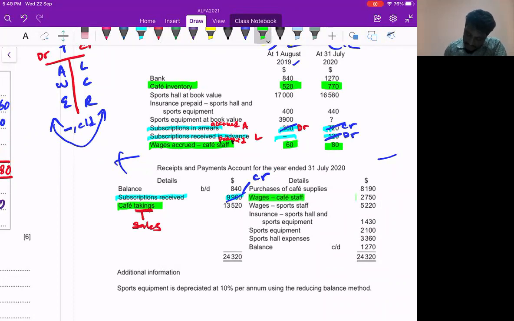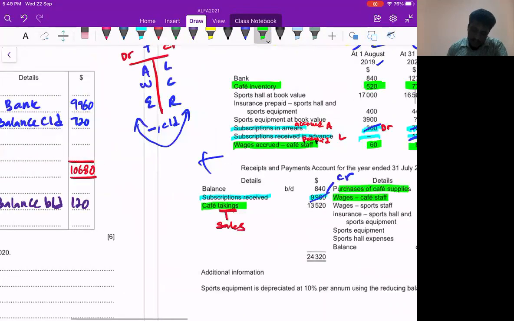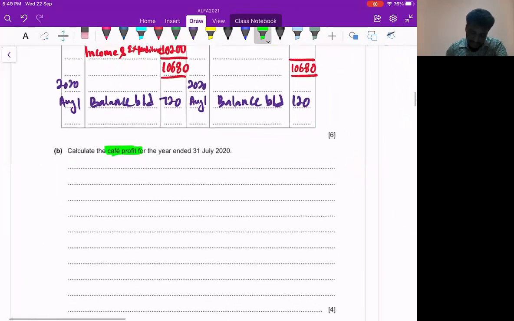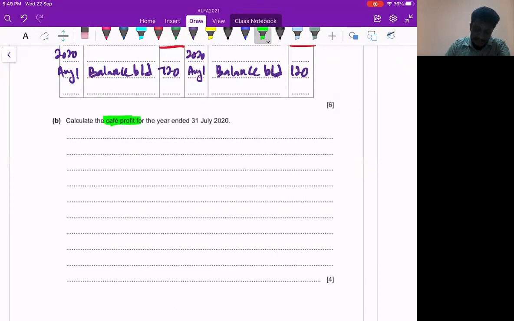Wages for cafe staff. Purchases for cafe. Do you see any other cafe items? Not really, I don't have anything. Again, only these are related to the cafe. Now we're going to do the cafe income statement or cafe trading account.